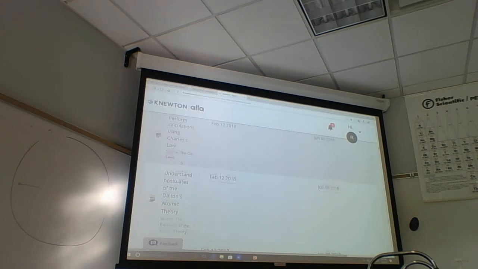And then Dalton's theory is chapter 5. We talked about Dalton's theory. Atomic structure, the nuclear atom model, chapter 5. Okay, that will be on the test. Identifying elements.